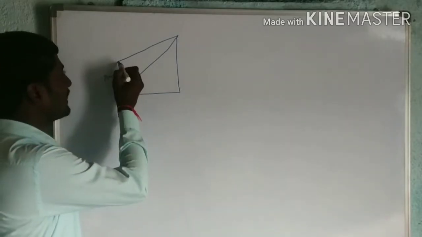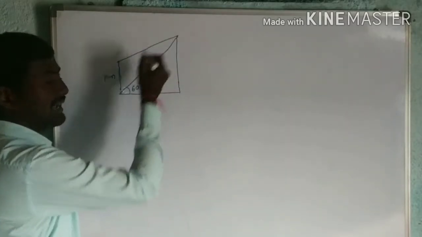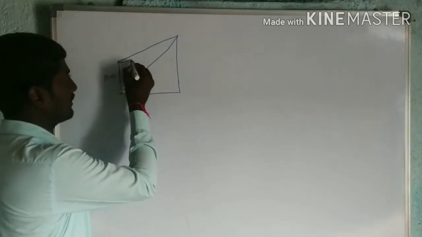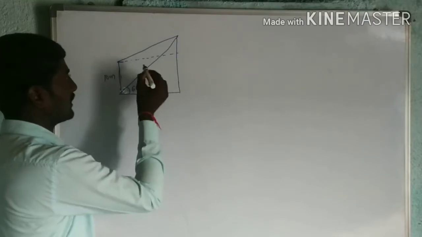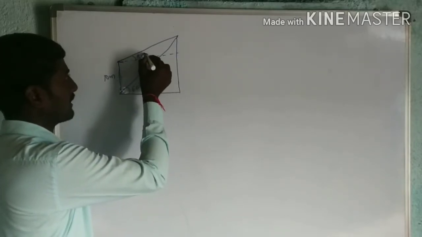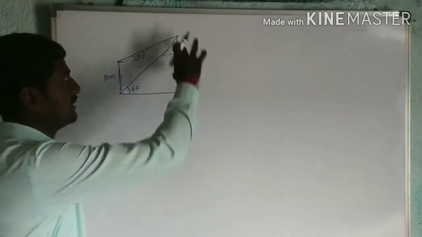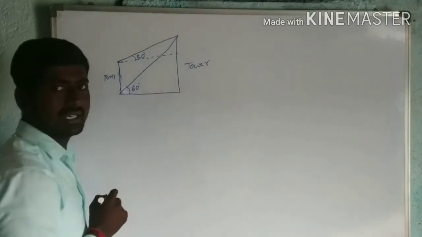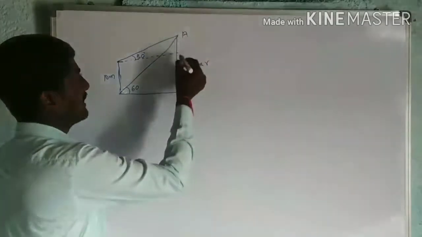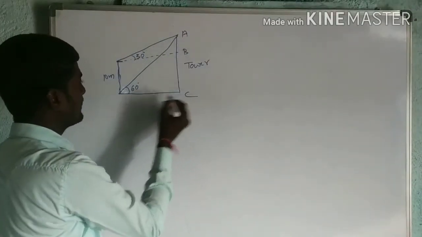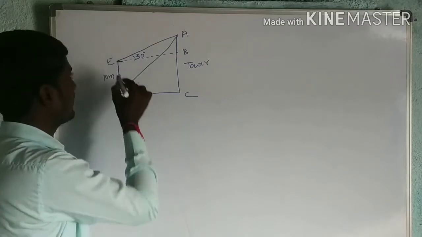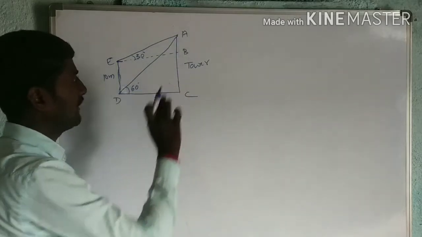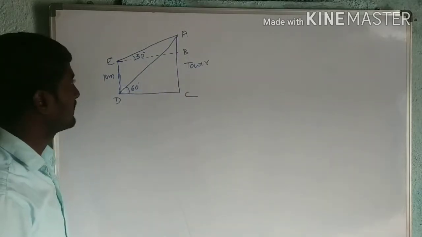So the observer is here, observing the top of the tower. First I should draw the horizontal line to this observer. Now the angle of elevation is 30 degrees. Now we have to find the height of this tower. Let us name the diagram first: A, and this is B, C, D, E. Now I named it. We have to find AC, that is the height of the tower.